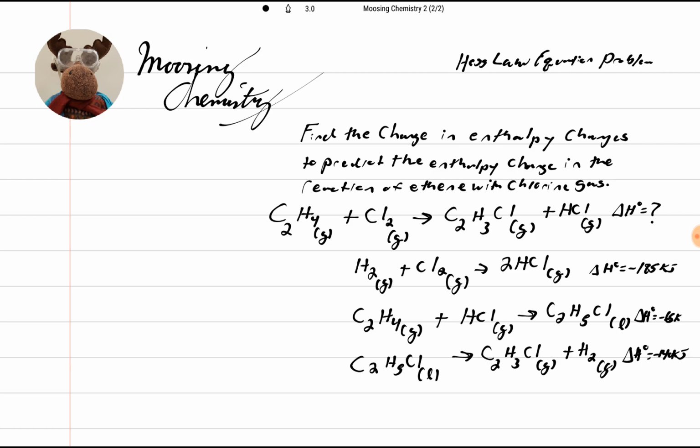This is going to be a Hess's law equation problem, and it is going to be a little bit different than the first one. The first one that we did, lesson 1A, was a little bit more difficult. So let's go back and look at something a little bit easier.